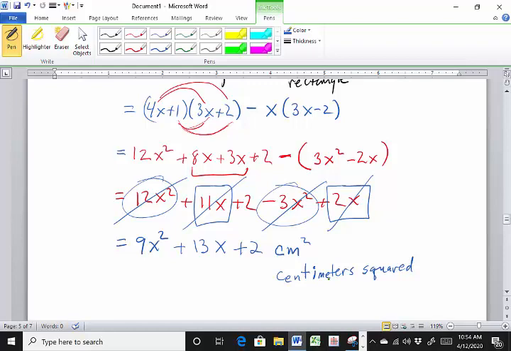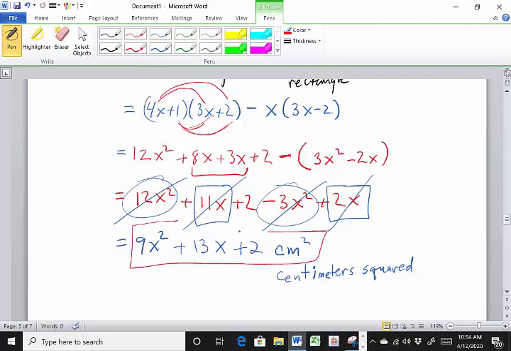Centimeters squared. You could write it like that as well. All right, so 9x squared plus 13x plus 2 is the polynomial that represents the shaded area. Okay? All right, that concludes section 4.6, which is on special products. So make sure you go through those and memorize the patterns. And then the next section we'll start dealing with is division of polynomials. Okay?